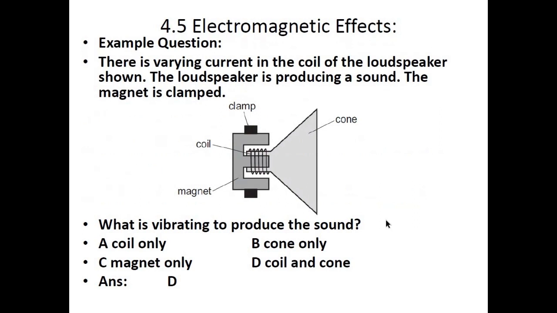There is a varying current in the coil of a loudspeaker. The loudspeaker is producing a sound. The magnet is clamped, meaning the magnet is fixed. Clamp means fixed, it is unable to move. What is vibrating to produce the sound? Coil only, cone only? No, not possible. Magnet only? Magnet doesn't move at all. If the magnet starts moving, then you'll get no sound from your speaker.